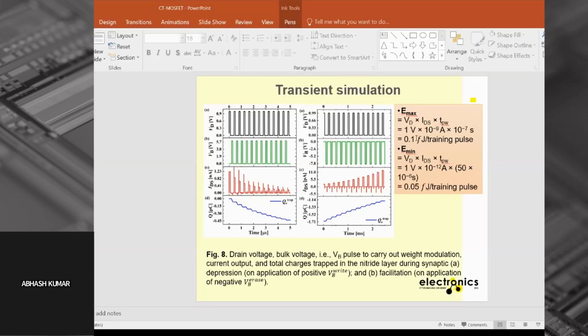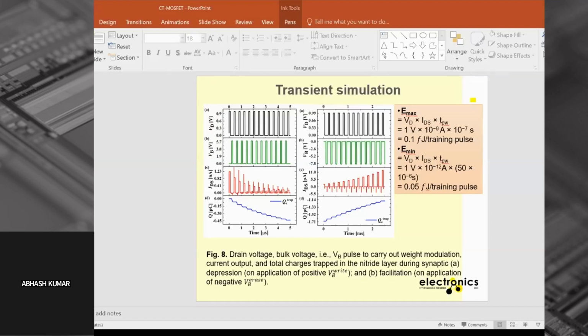The main motive of this whole work was to reduce the energy consumption compared to previous work. We observed that the energy consumption was around 0.1 femtojoule per training pulse for the maximum, and the minimum was calculated to be around 0.05 femtojoule per training pulse, which is the lowest to the best of our knowledge. So we were able to reduce the energy consumption to the human nerve cell range. The human nerve cell energy consumption is also in a few femtojoules.